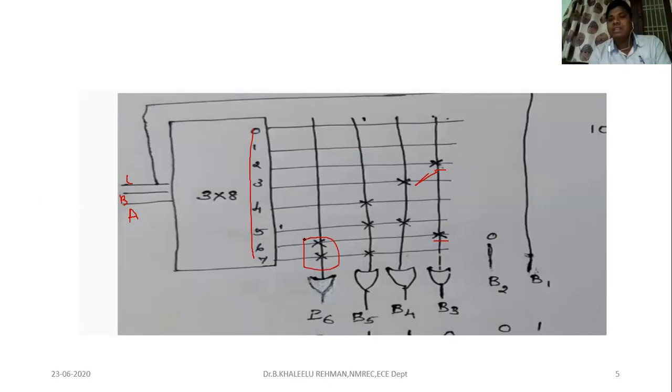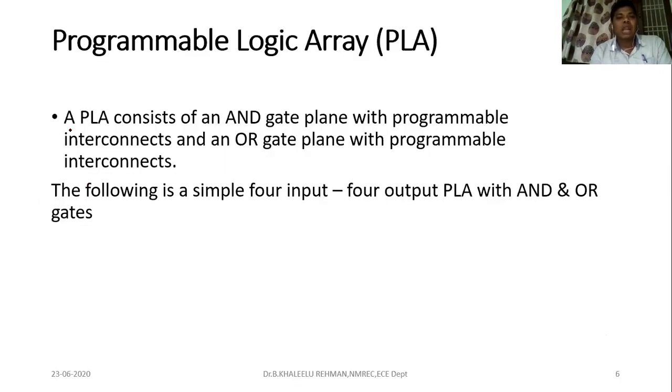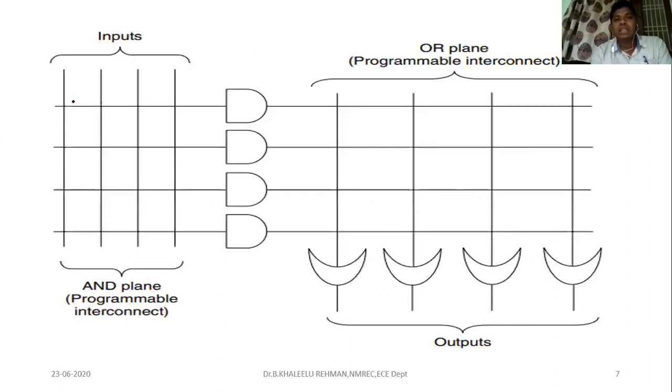Then we will be discussing the programmable logic array. In a programmable logic array, both AND gate and OR gate are fixed. Sorry, programmable. Your AND gate is programmable and OR gate is also programmable in case of a programmable logic array. Now we will discuss the simplest 4 input. These are all the inputs for the programmable logic array.